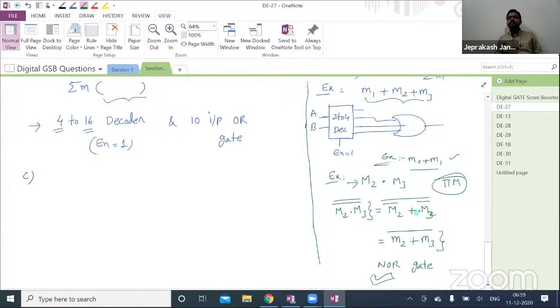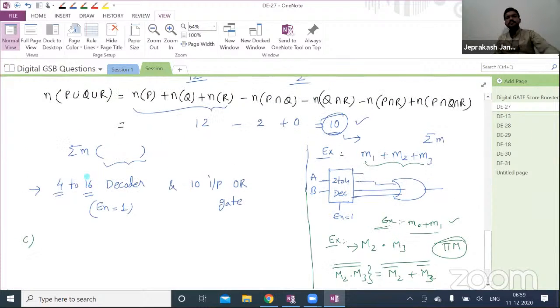For inner complement, use De Morgan's law. After that, you will get sum of min terms under the complement, right? So you have to pass the respective min terms through the NOR gate, okay? So if you observe, previously for 4 variables, total combinations you will get 16 in terms of zeros and ones, out of which 10 combinations are the min terms.